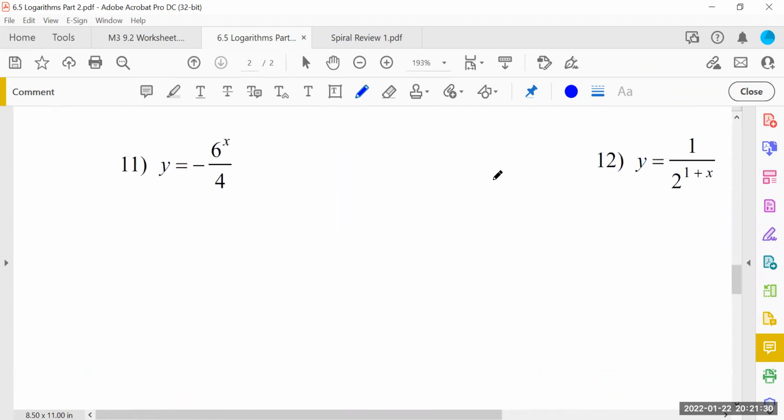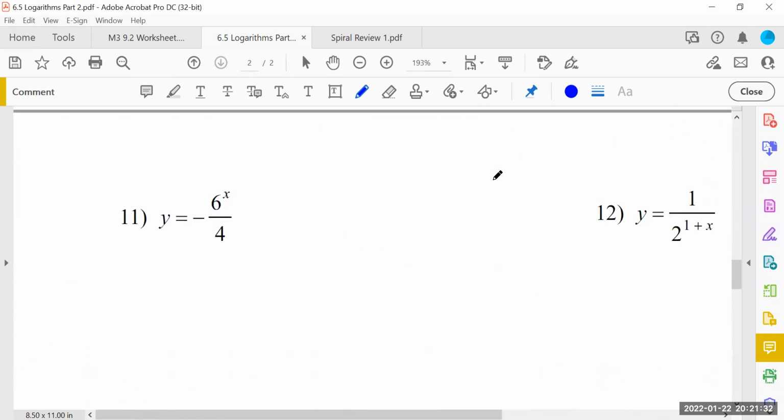All right, so now coming down here, number 11. Y is equal to negative 6 to the x power divided by 4. Now we're going to be going backwards. It's the exact same thing we were just doing, but instead of writing the log as an exponent, we're going to write the exponent as a log. So first step, switch the x and y. X is equal to negative 6 to the y power over 4. That looks like a y. Let's make that more of a 4.